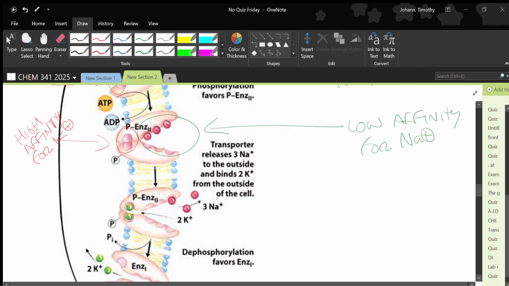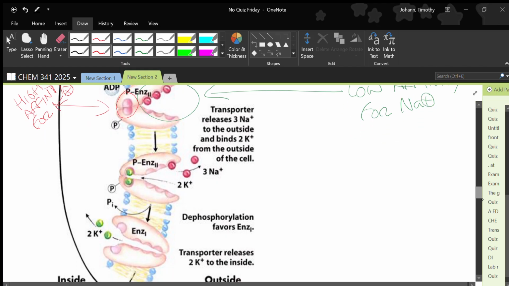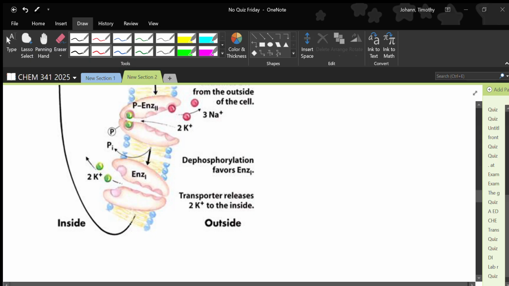Okay. So in this case, here we see the results of that. I'm not going to write it again until we change shape again here. Now we load up, we release the sodiums, and we then pick up potassiums from the outside. We're open to the outside here. Still, we pick up potassiums from the outside, and then the phosphate will get hydrolyzed off. The enzyme has some sort of phosphatase activity there. It's going to hydrolyze that off, and now it's going to open back up to the inside again. And we're back to where we have a low affinity for potassium.